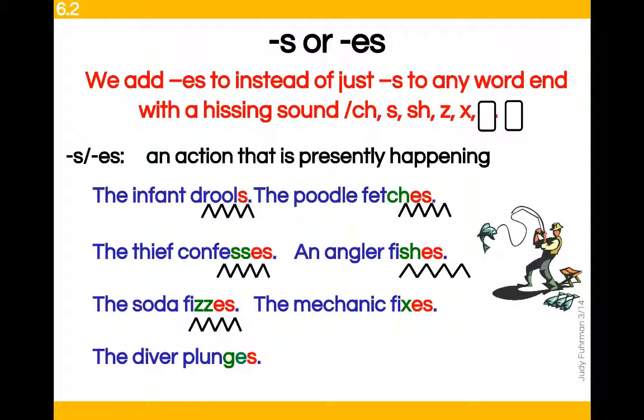The mechanic fixes. The X sound at the end of fix also has the hissing sound, so X also indicates using ES instead of just S. The diver plunges. The J sound has the hissing sound and will always end in ES.